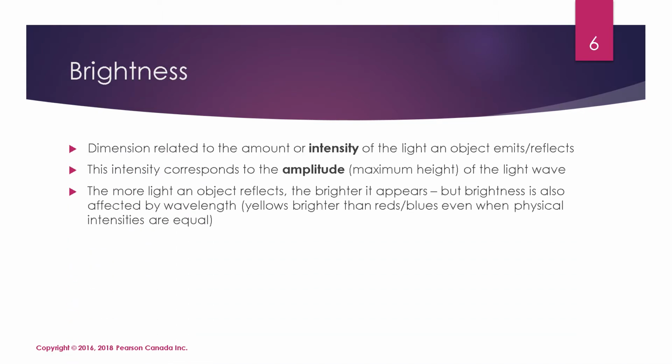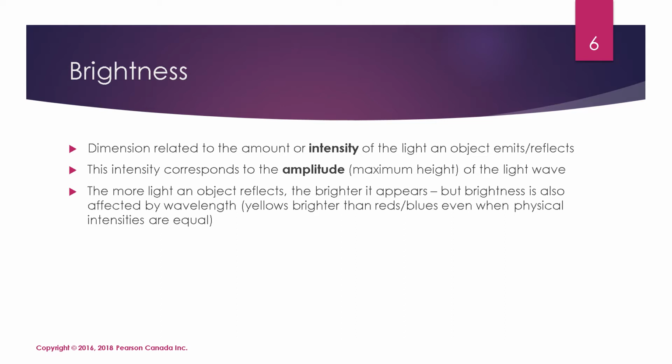Then we have brightness. Brightness is the dimension related to the amount or intensity of the light an object emits or reflects. This intensity corresponds to the amplitude, which is the maximum height of the light wave. The more light an object reflects, the brighter it appears. But brightness is also affected by the wavelength. Yellows tend to be brighter than reds and blues, even when the physical intensities are technically equal. So some colors will look brighter just based on the hue as well.